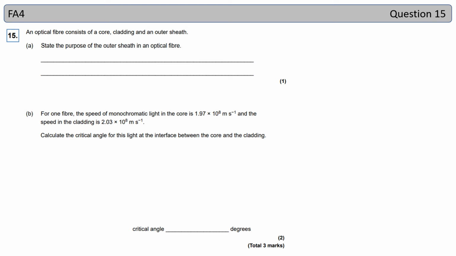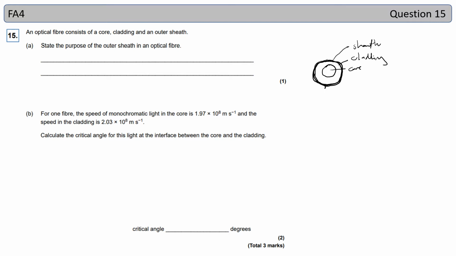Here we've got a nice short question on an optical fibre. So you might remember that our optical fibres have a structure as such. This is looking end on as if I've cut through it. I've got my core, I've got my cladding, and that whole thing is surrounded by a protective outer sheath. So I've got my core, my cladding, and a protective outer sheath.